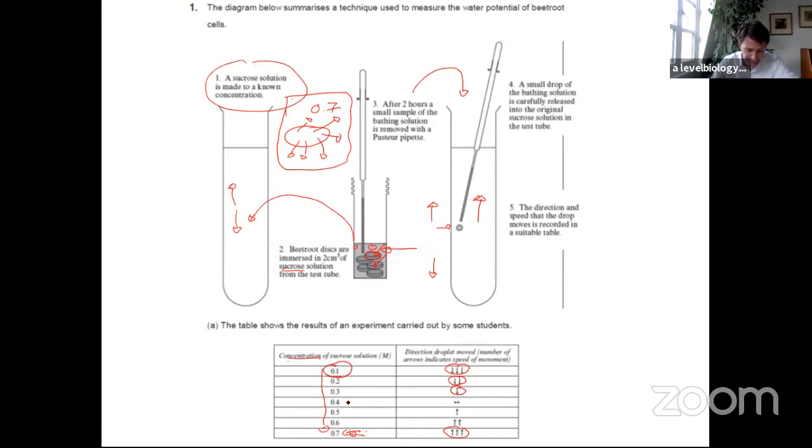it rises. So the isotonic solution will be 0.4 molar, because when you put the droplet from the bathing solution back into the original solution, it will neither rise nor fall because the density won't have changed. So you've seen that question, so if it comes up ever in an exam, hopefully you're at an advantage.